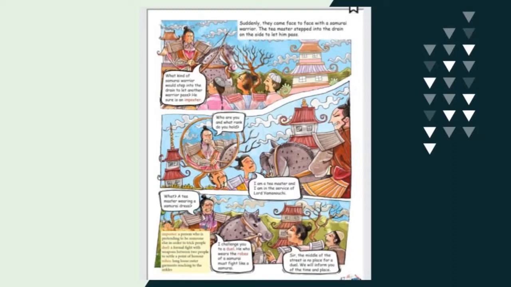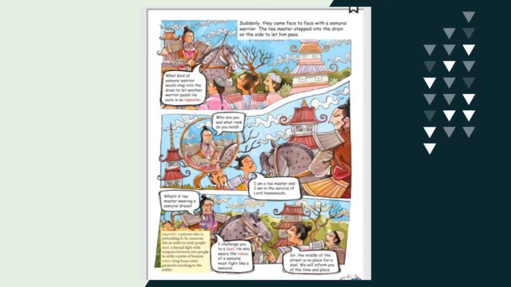The tea master says, I am a tea master and I am working in the service of Lord Yamanouchi. And then the samurai warrior says, a tea master? A tea master is wearing a samurai dress? Okay, I challenge you to a duel. Duel means a formal fight with weapons between two people. He who wears the robes of a samurai must fight like a samurai.